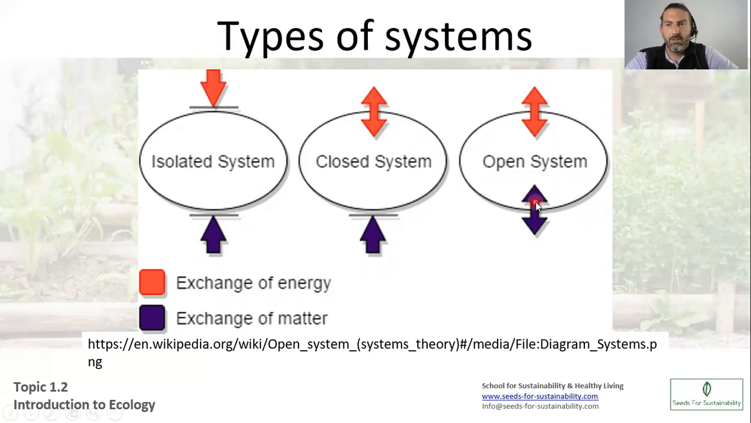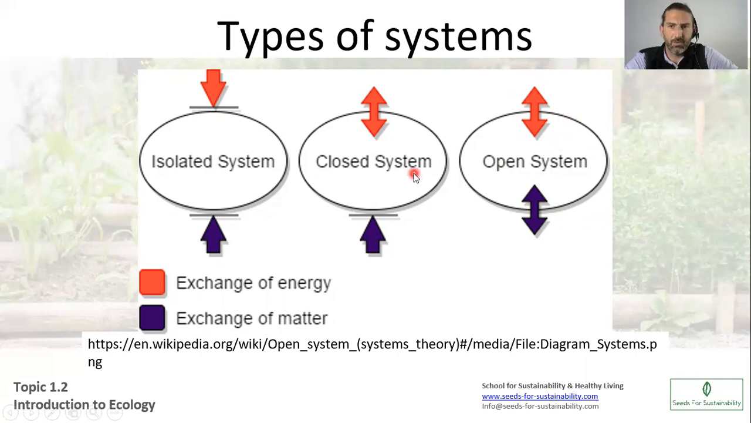Let's start here with the open system. We have two explanatory notes. The red arrows are the exchange of energy, and the blue ones are the exchange of matter. And here in the open system, we see that both are happening. We have exchange of organic matter, and we have energy exchange.